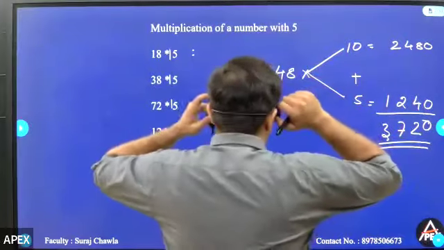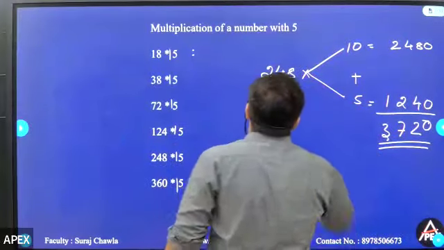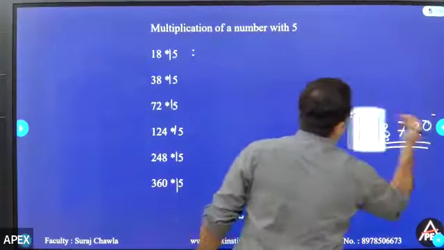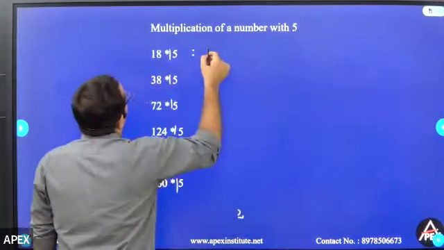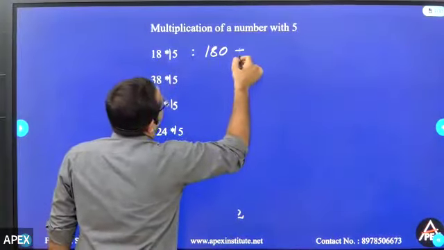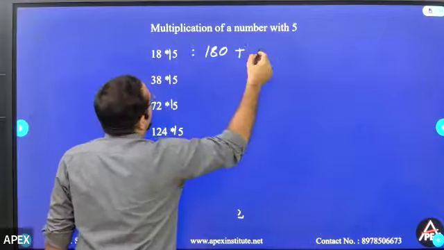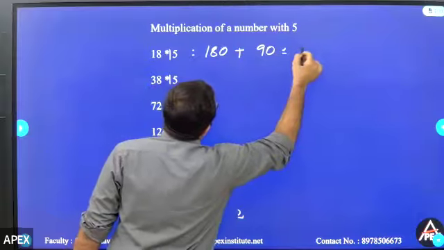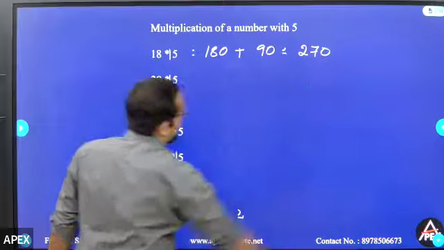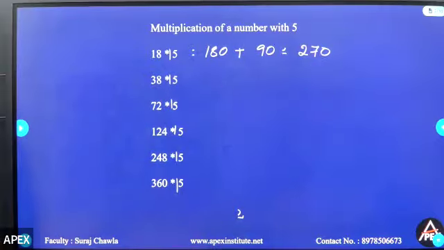18 into 15 can be written as 18 into 10 plus 18 into 5. So 18 into 10 is going to be 180. 18 into 5 is going to be half of this. Half of 180 is going to be 90, and therefore your answer here becomes 270. Are you able to understand? Sure? Clear? Right? I repeat, into 15 is nothing but into 10 plus 5.